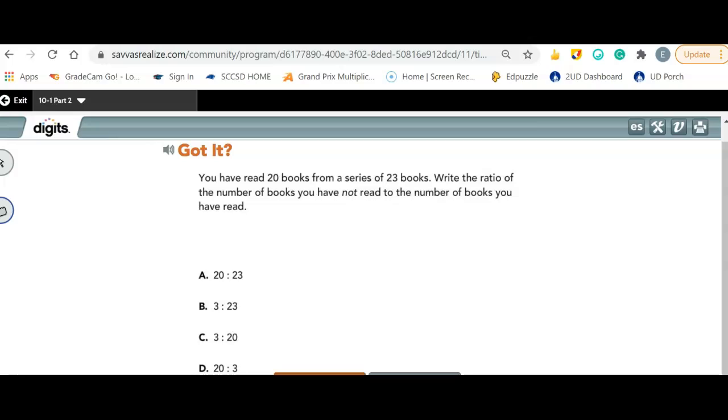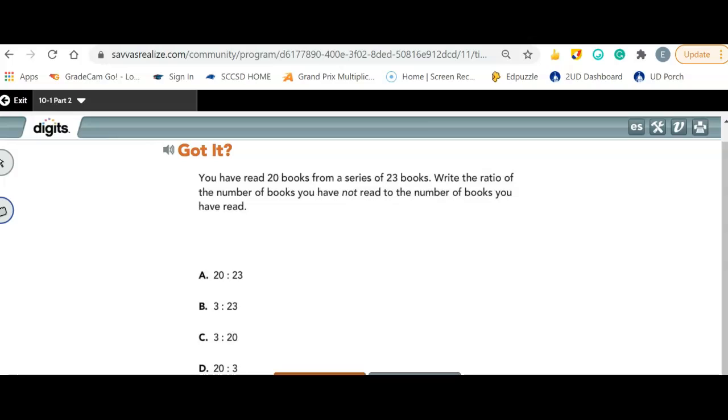Again, A is 20 to 23. B is 3 to 23. C is 3 to 20. D is 20 to 3. Raise your hand if you think the answer is 20 to 23. Raise your hand if you think the answer is 3 to 23. All right. Raise your hand if you think the answer is C, 3 to 20. Raise your hand if you think the answer is D, 20 to 3.